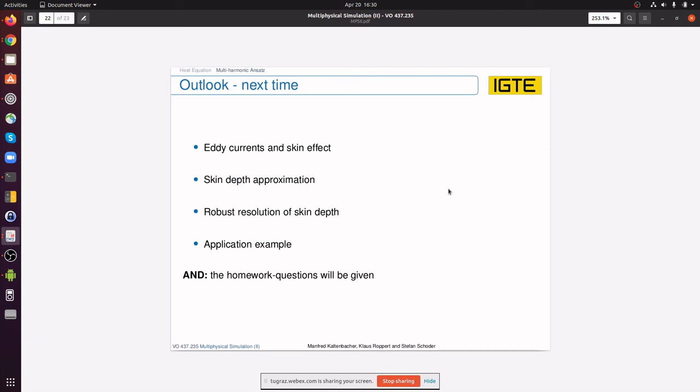This already brings me to the end of today's lecture, and next time we will talk about eddy currents and skin effect, how to approximate the skin depth, and I will show you an actual application example of a project where we were using this multi-harmonic ansatz and harmonic balancing framework to simulate the heating of a thin steel sheet, and we were also comparing it to measurements. And I will provide the homework questions next time.